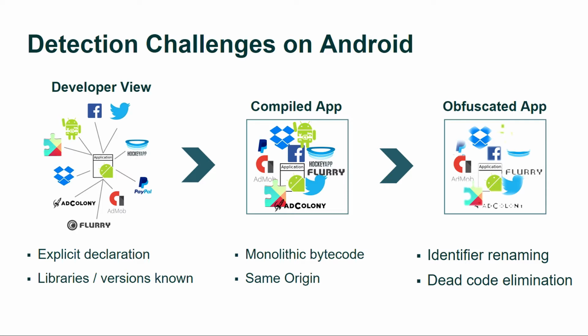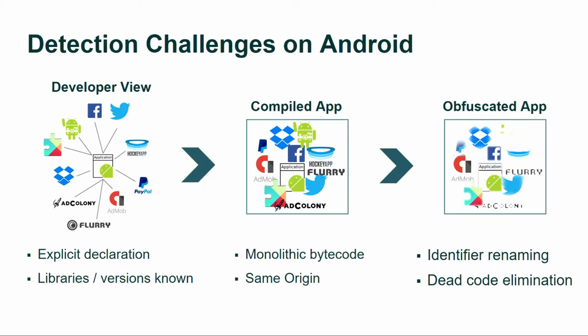So in identifier renaming, identifiers like the method name, the class name, or even entire packages and namespaces are transformed into short, non-meaningful character sequences. For instance, a namespace like com.google would then be transformed into something like a.b. And then we have dead code elimination.